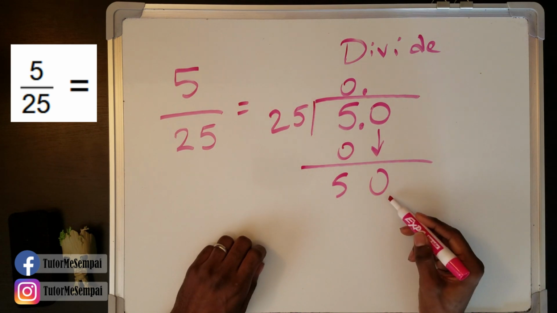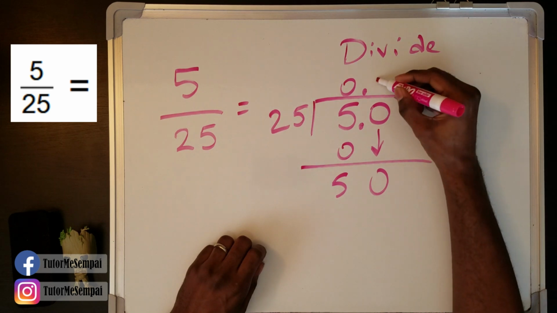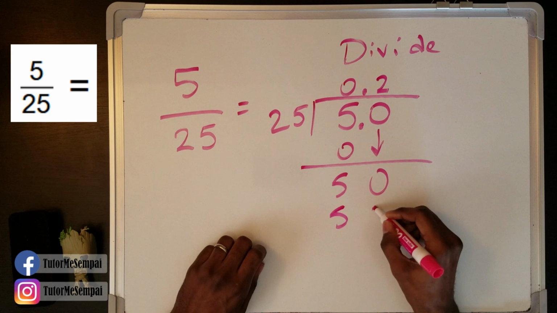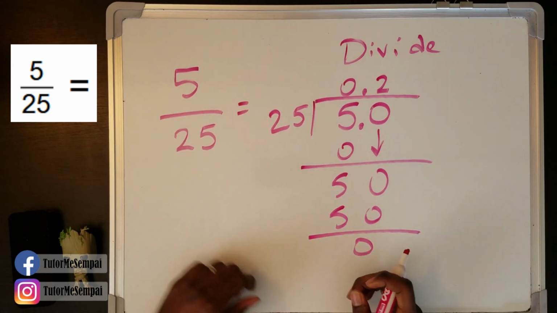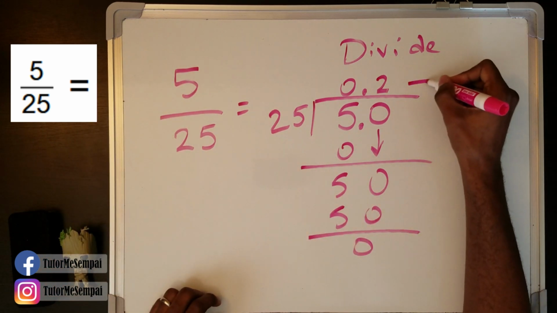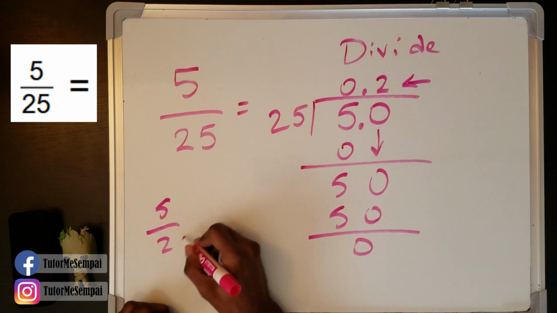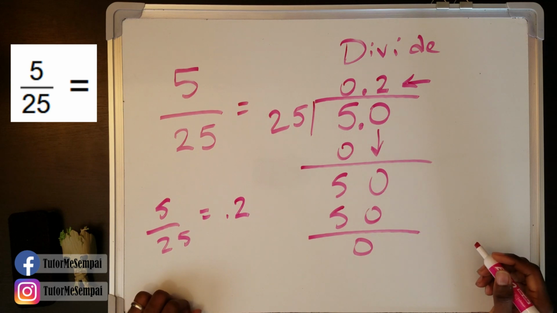Now we have this 50, and how many times does 25 go into 50? Well, that's going to be 2 times, right? And then we do the 2 times 25, and we get this 50 here, and then we get a good old-fashioned 0. So if we were to have this fraction 5 over 25, we know that the answer is going to be 0.2. So you can write it like this. 5 over 25 really just equals 0.2 in decimal form.